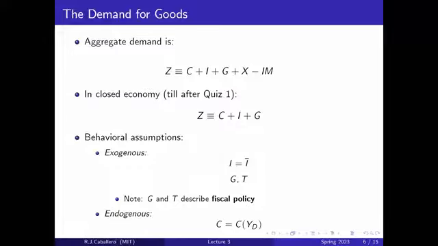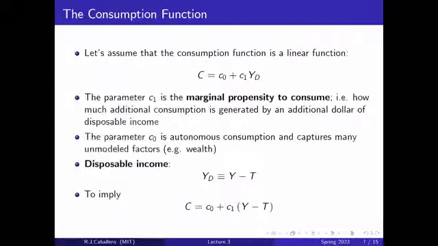We wanted to build a little more, so we needed some behavioral assumptions. We made them initially very simple. We assumed government expenditure, G, was exogenous. Taxes, T, were also exogenous. And the only behavioral equation we had was the consumption function. We said consumption is increasing in disposable income, so we assume something linear like this. Disposable income is just income minus taxes.